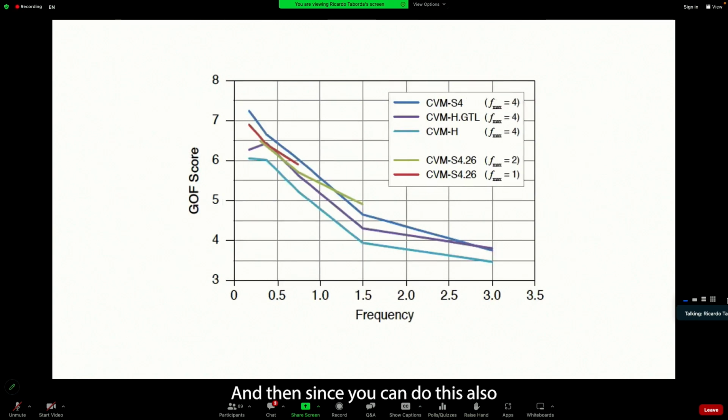And then since you can do this for different velocity models, you can also compare how they do for different frequency bands using different velocity models for the same supposed realization. And then you can also start varying other things like the maximum frequency, for instance. So here are comparisons for different velocity models with different maximum frequencies in the simulations.